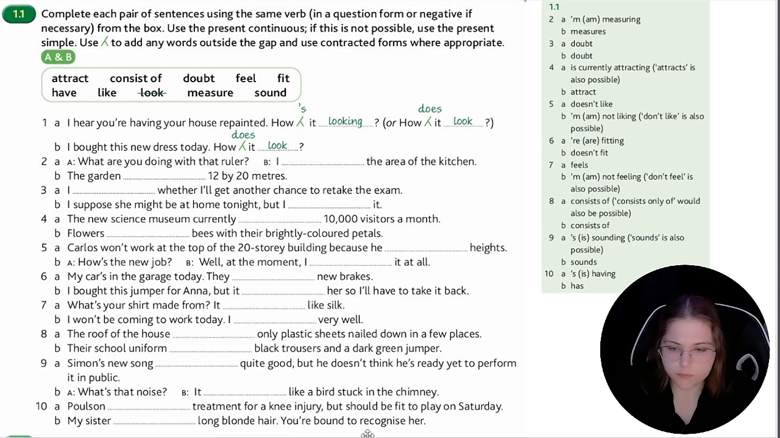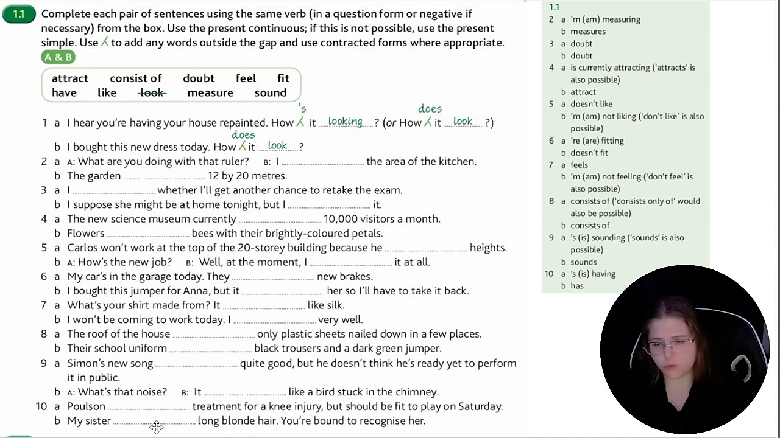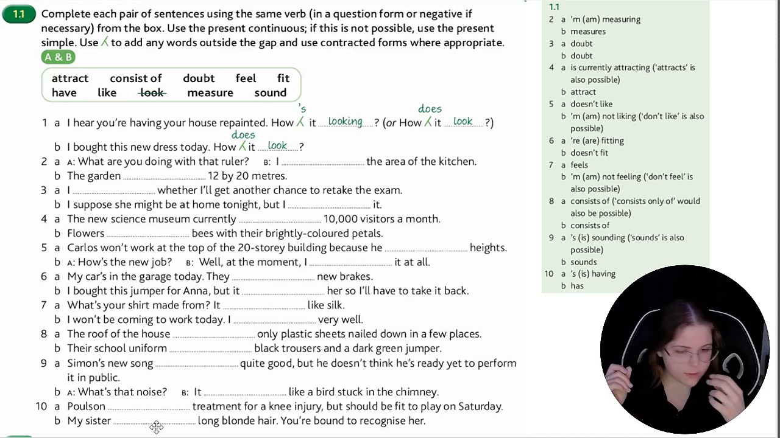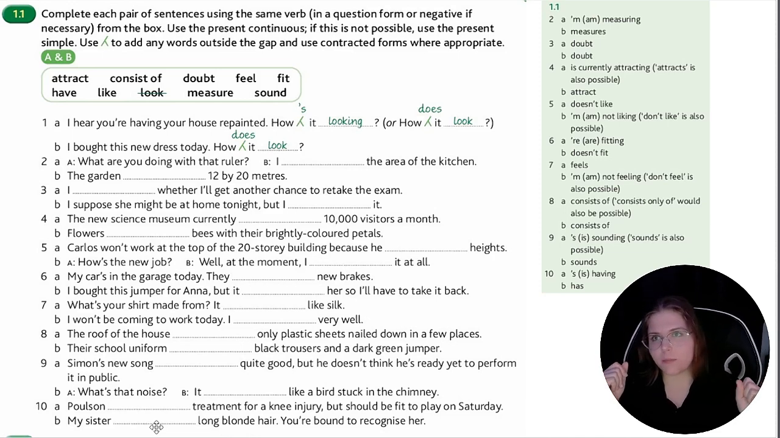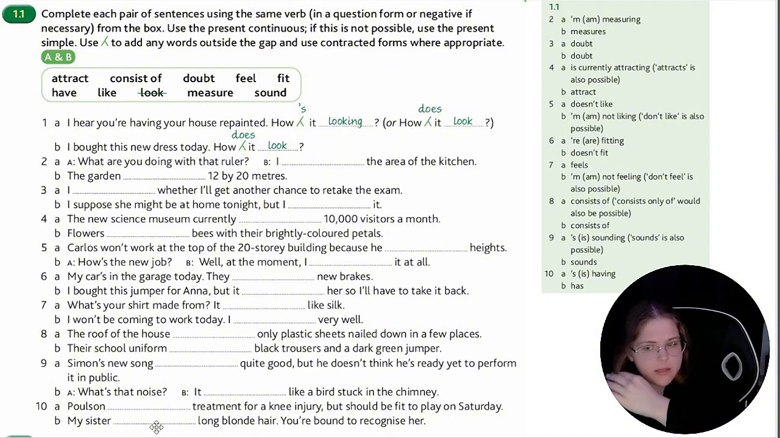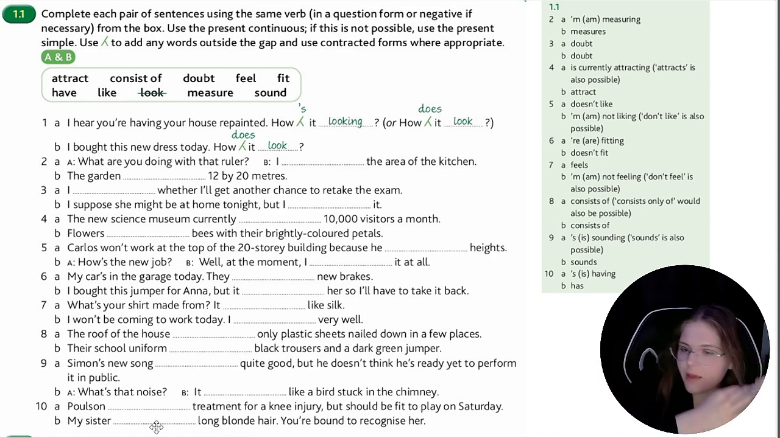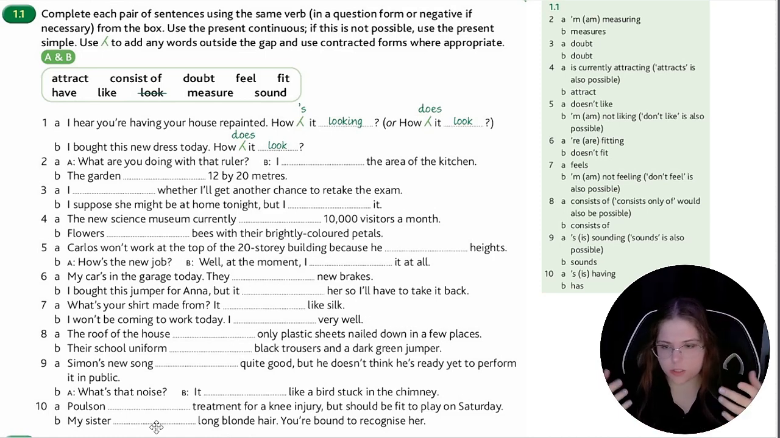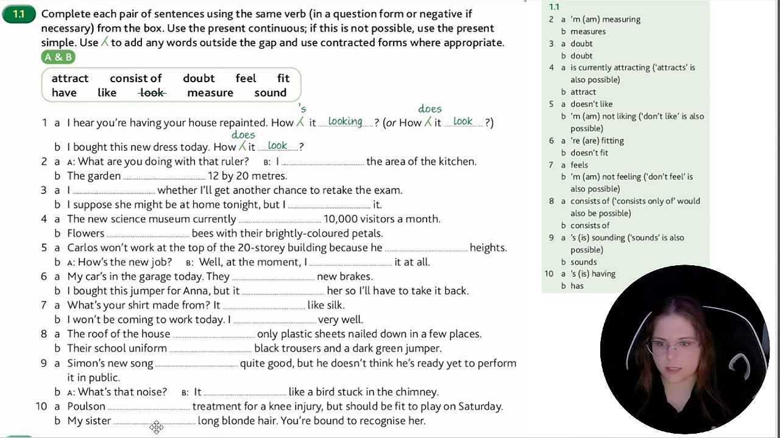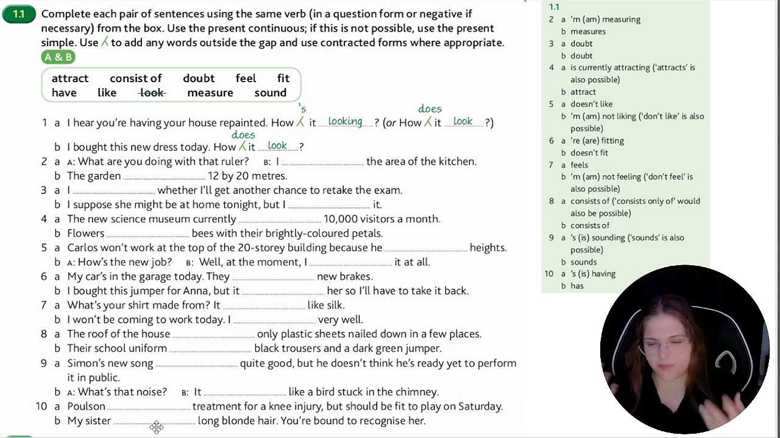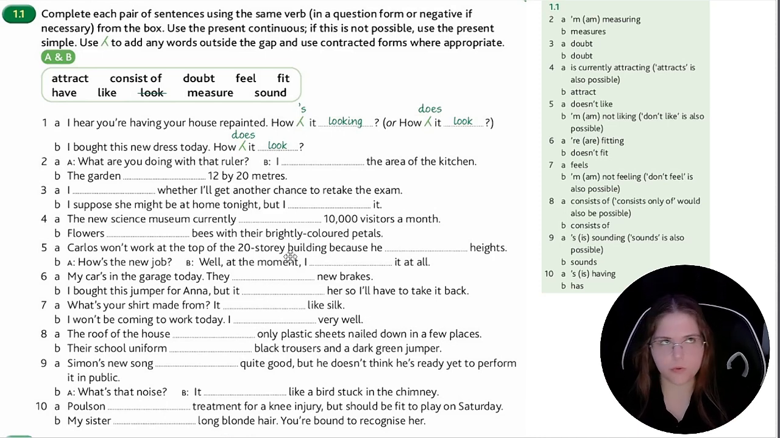My sister has long blonde hair. You're bound to recognize her. I think it can't be imagined as a progress. For example, now I am having dark hair, but now I am having blonde hair. No, this is just the color of my hair, and I can't change it immediately. This is something like a fact about a person. Not a person, a human, woman, lady.